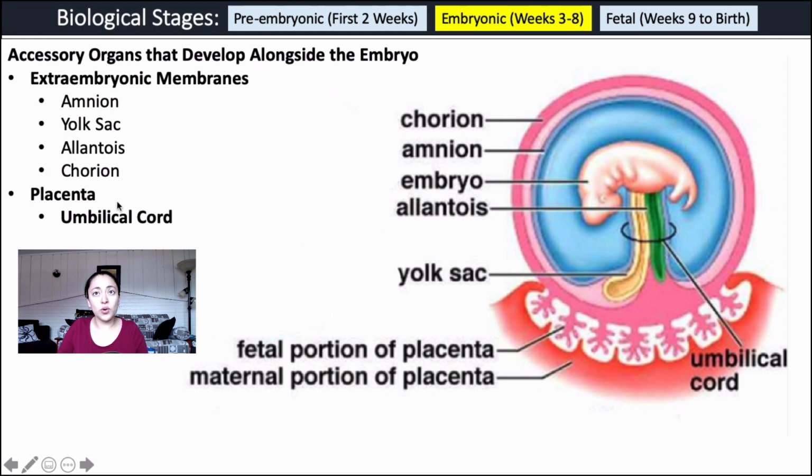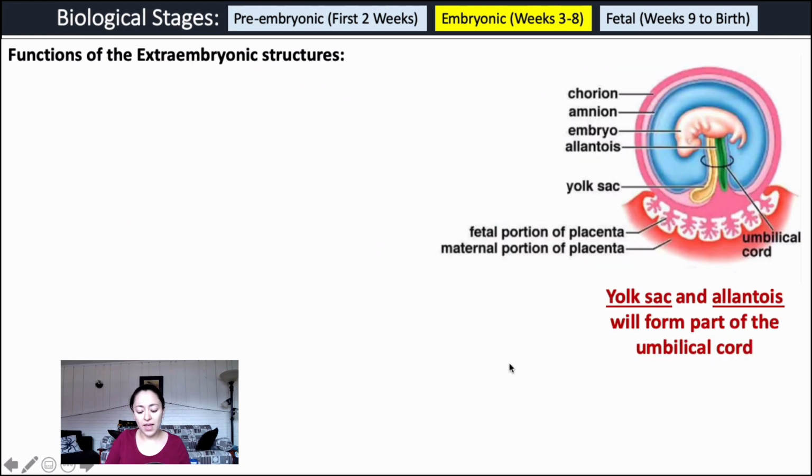Another accessory organ that develops alongside the embryo is the placenta, which is shown down here. Here you can see the maternal part of the placenta. What's shown in pink is the fetal part of the placenta, and it's connected to the embryo through the umbilical cord. So let's look at the functions of the extraembryonic structures, and you want to know the general functions of each one of these structures.